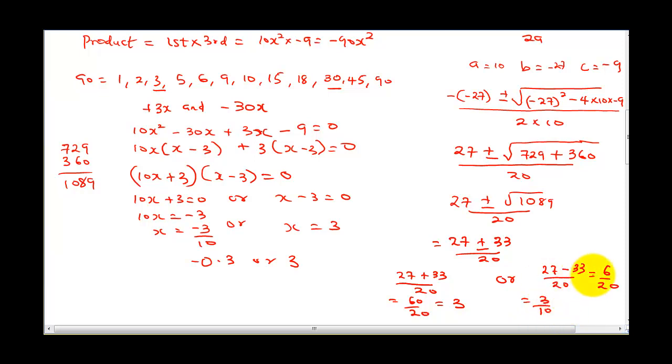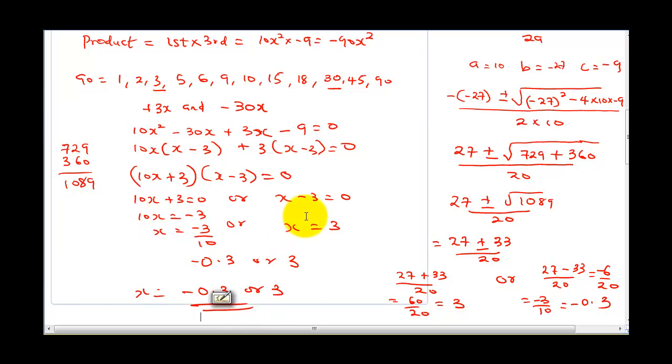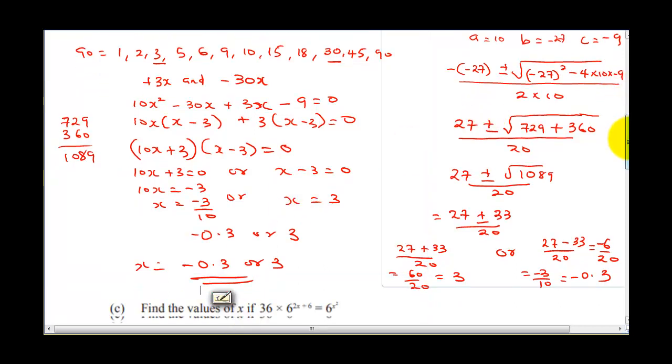So this is going to be minus 6, so this is going to be minus 3 over 10, which is the same thing as minus 0.3. So our final answer, x is going to be either minus 0.3 or 3. So that's our final answer. So as easy as it is, you can decide to choose any of the methods to solve the question above.